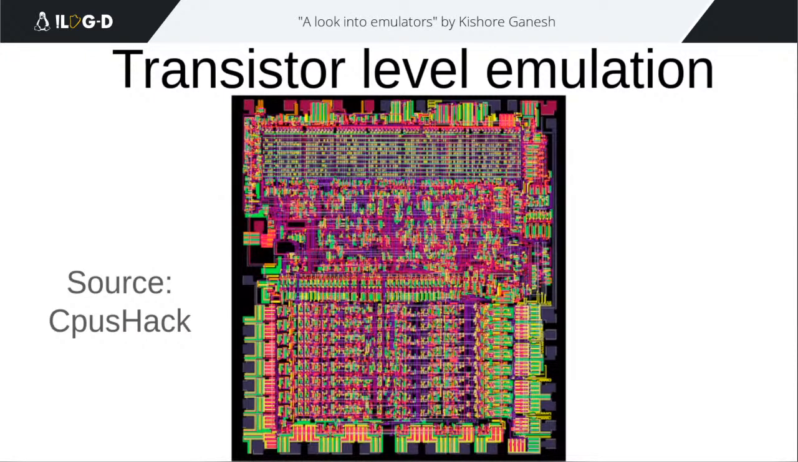You use a microscope to get the picture of the actual CPU, and then you digitize this whole diagram, and then you simulate each element of this digitized diagram. So again, you're just simulating the physics of the transistor. You just have to write 200 to 300 lines of code for a single transistor.